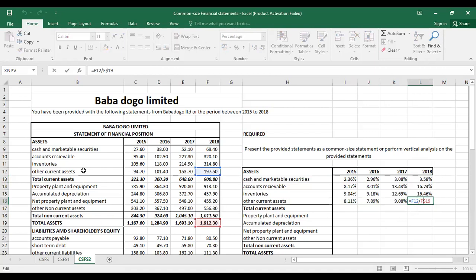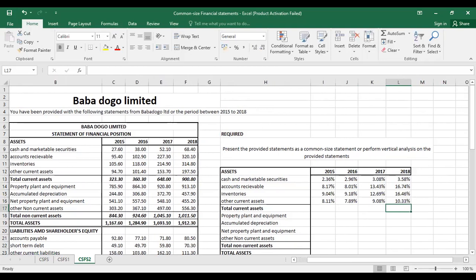Which is other current assets. It has been divided by the total of 2018, the locking, isn't it? The locking. Any question about locking? Because here is just more of locking, isn't it? You've seen the F4.